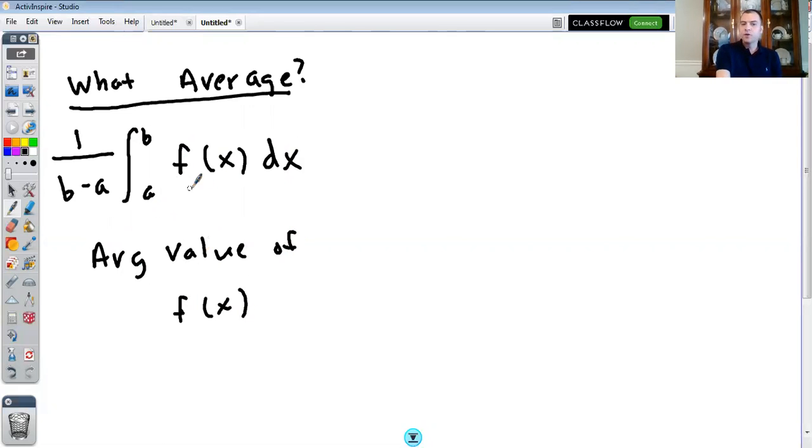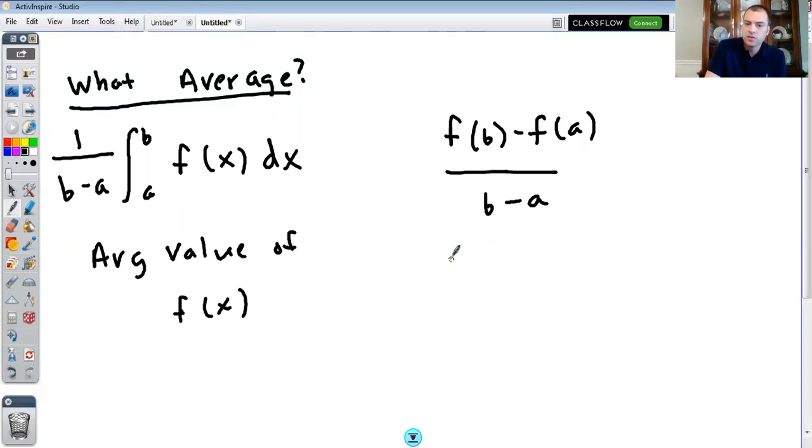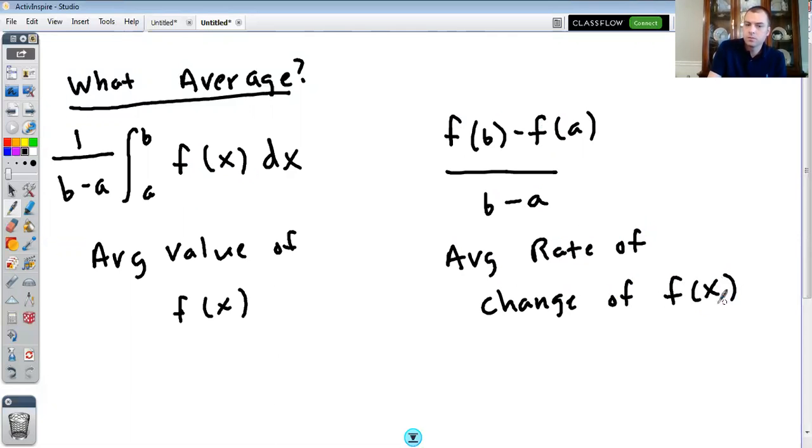If I want to know the average value of something over an interval, I would take 1 over b minus a times the integral from a to b of whatever I'm trying to find the average of, f. We can extend that, and we will in a second, to some applications. The other average would be the slope between points a and b on the curve f of x. This is the average rate of change of f of x over that interval from a to b.